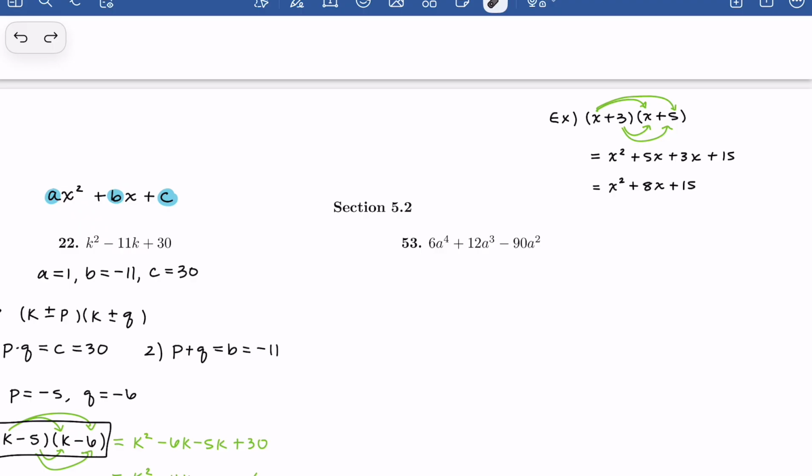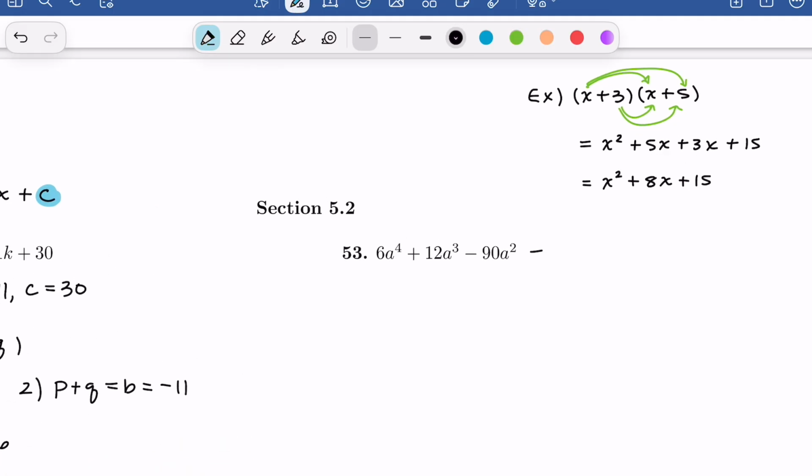Right off the bat, we can see that each of these terms share at least a factor of 2a's. So we can pull that out. And each of these coefficients are divisible by 6. So this tells me that my greatest common factor for each of these terms here is 6a squared. And we'll go ahead and pull that out from each of these terms and see what we're left with.